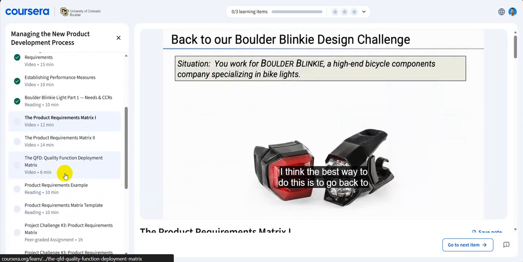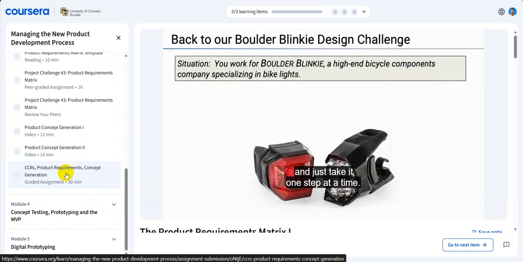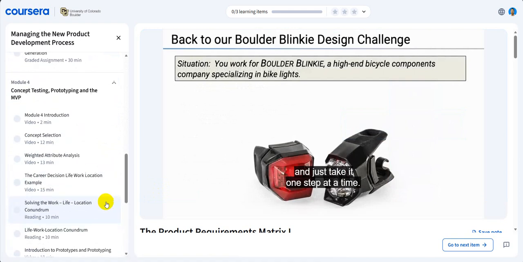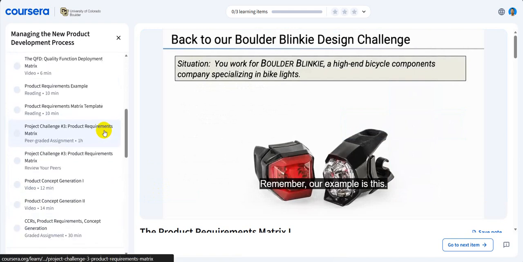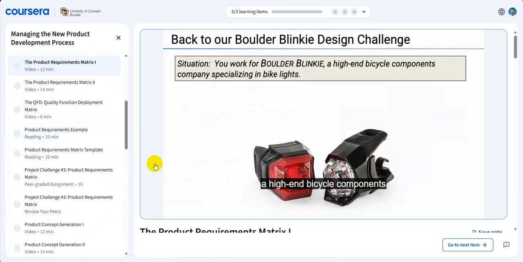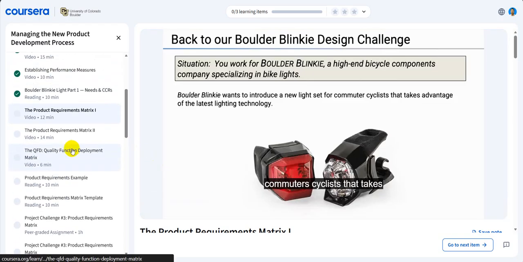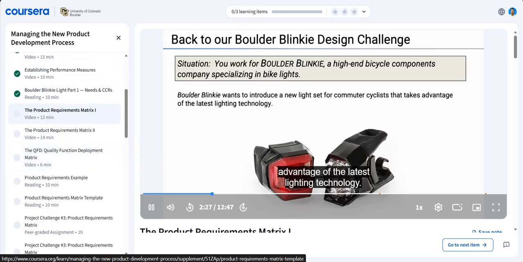I think the best way to do this is to go back to our Boulder Blinky example and just take it one step at a time. Remember, our example is this. You work for Boulder Blinky, a high-end bicycle components company specializing in bike lights. And Boulder Blinky wants to introduce a new light set for commuter cyclists that takes advantage of the latest lighting technology.